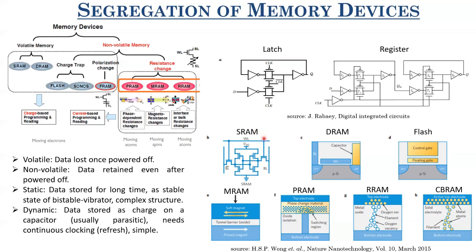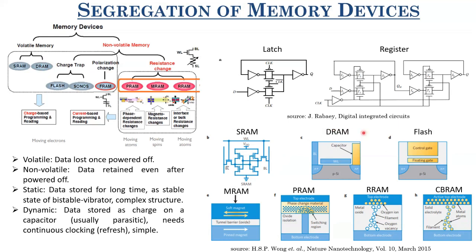However, the problems: first, 6 transistors, therefore its area is large. Second problem, 6 transistors, so you have the static power dissipation, which is very high, coming out of all of these 6 transistors. Next, we have this DRAM.